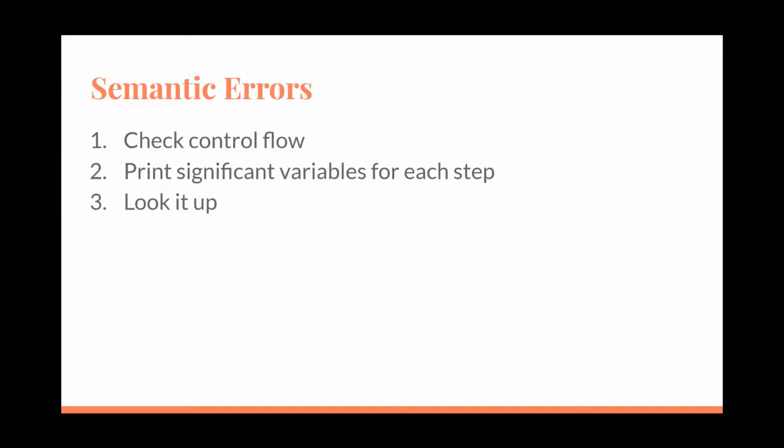The last type of error you might encounter is a semantic error. Similarly to runtime errors, we're going to look at the significant variables. But the first thing to look at with a semantic error is you don't know what line is causing the problem. So you have to make sure that the code you wanted to execute is actually the code that executed. And the way I do that is, that's what I mean when I say check control flow, by the way.